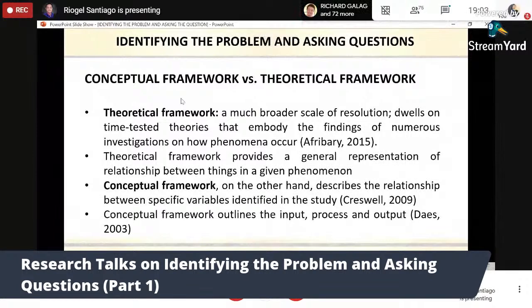Sa mga basic research, we are using the IPO, di ba? Sometimes, we are using the IV-DV, di ba? The independent and dependent variable. We are identifying on how the concepts, how the variables are related to each other. Paano yun, sir? Let's have it here an example.